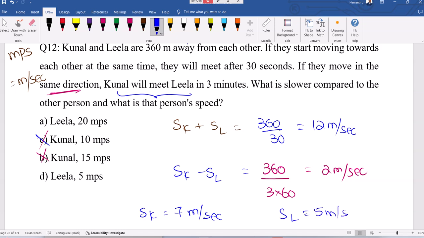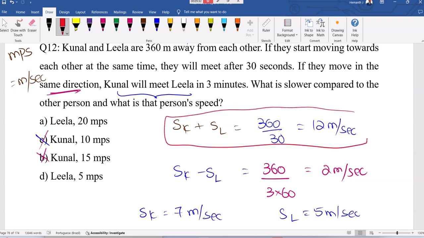But first thing, at least one person's speed is 5 and the other person's speed is 7. Adding those two gives 12 as required. Definitely, at least we can understand by eliminating the options. You people may have a doubt: sir, is Kunal's speed more or Leela's speed more? Fine. Adding together is 12, right?